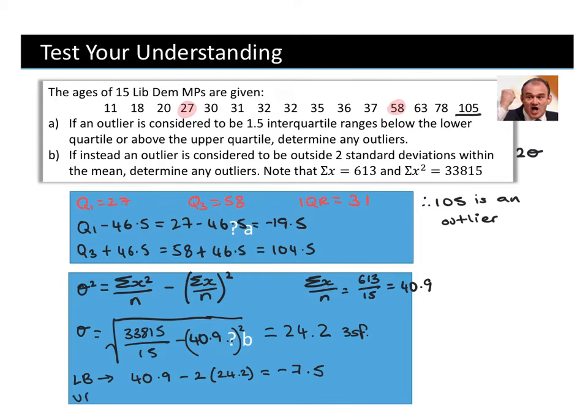Then our upper boundary is calculated by 40.9, our mean, plus 2 lots of our standard deviation, which is going to give me 89.3. Do we have any data values that are above 89.3? Yes, the same culprit, the 105-year-old. Therefore, 105 is an outlier. Perfect.